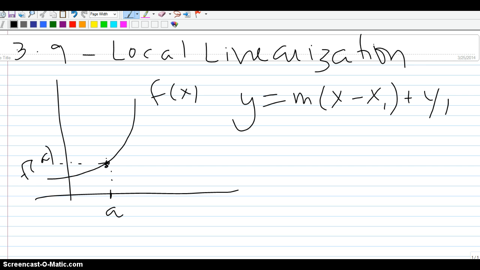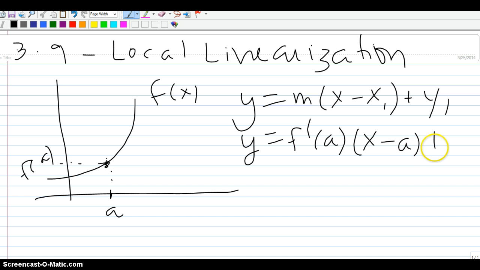I want the tangent line at A, so I can already say that my tangent line y will be f prime at A times x minus, and instead of x1, I'm going to call that point A. And then, of course, y1 would be f of A. And this formula right here is what is frequently referred to as local linearization, meaning it's just the tangent line. We're not actually doing anything new. We're just giving it fancy names.